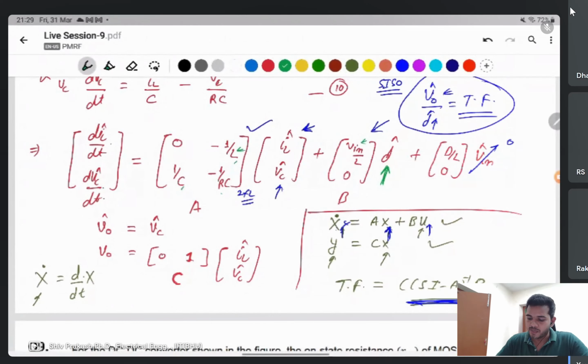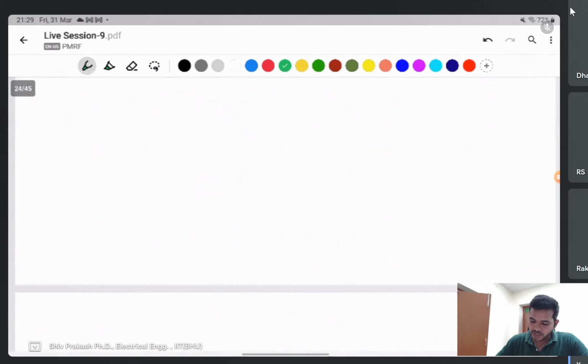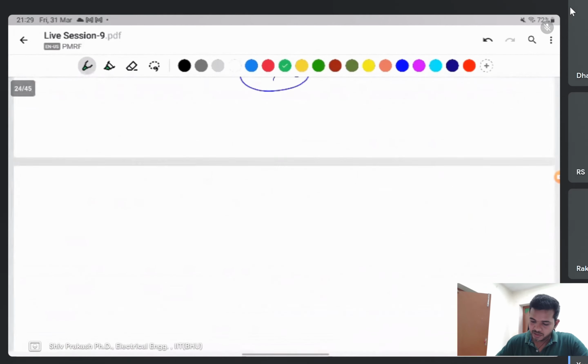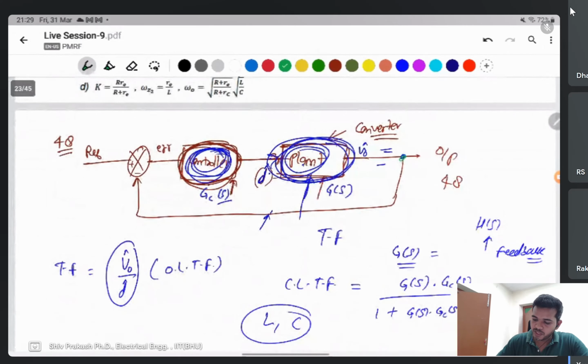Then you sense the output voltage like this. So sense the output voltage here and take a feedback to give a difference value. After that you should take a controller.